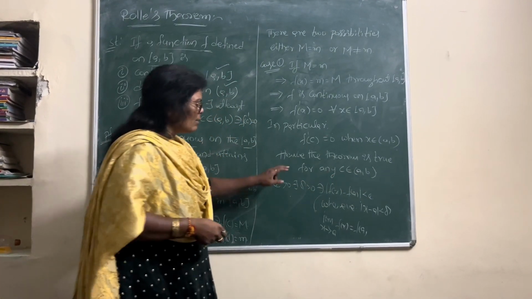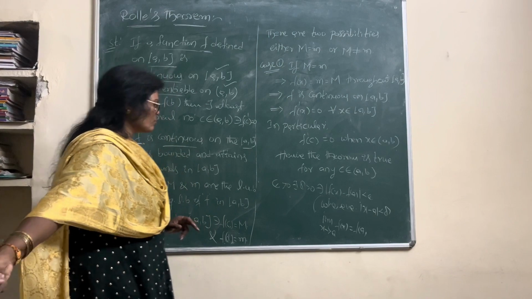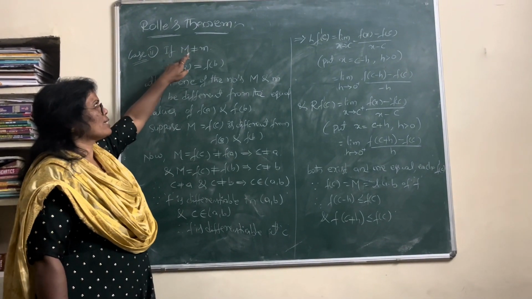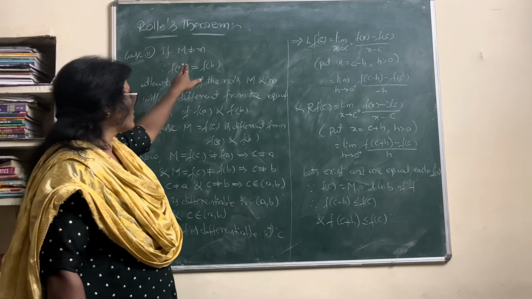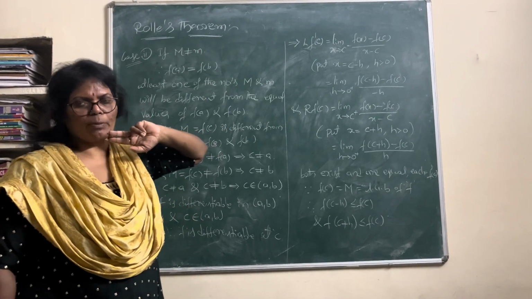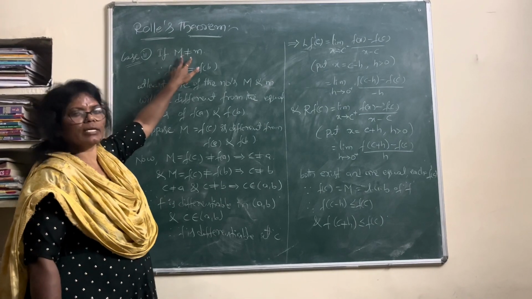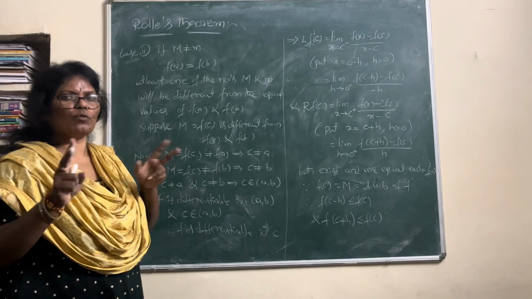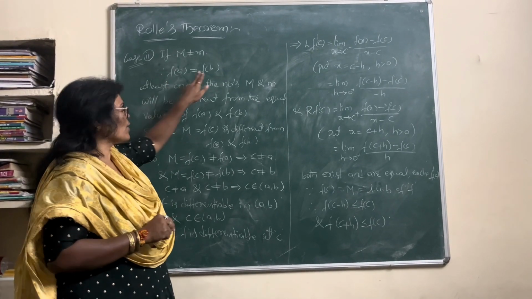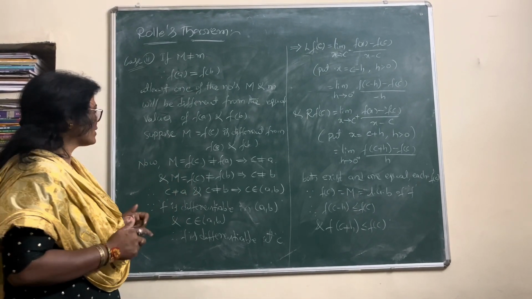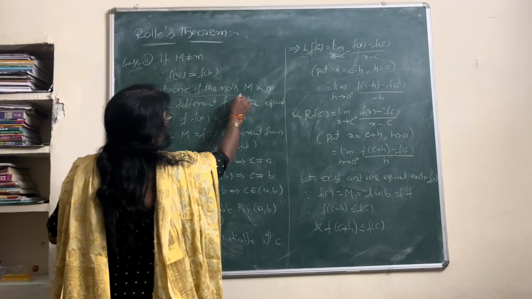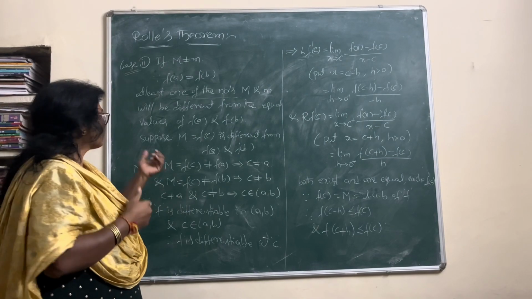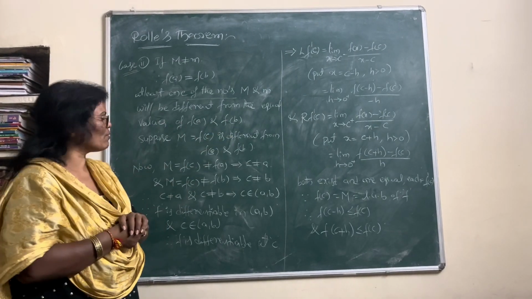Second case we'll see. If in case 1 we proved it for M equal to small m, now we'll take both not equal to each other. And since we know that f(a) is equal to f(b), at least one of the numbers, capital M and small m, will be different from the equal values of f(a) and f(b).